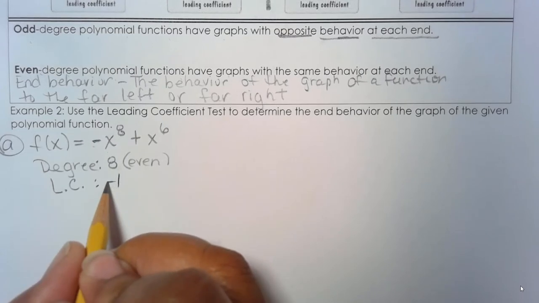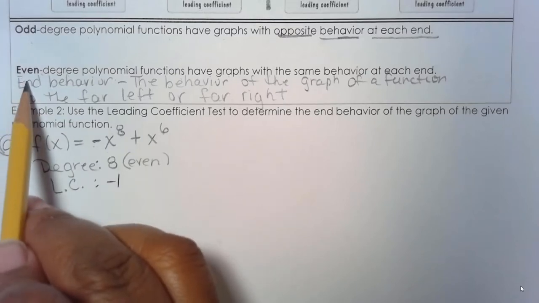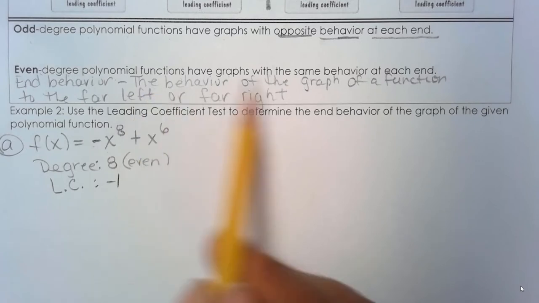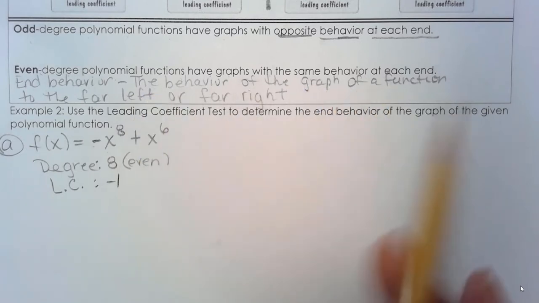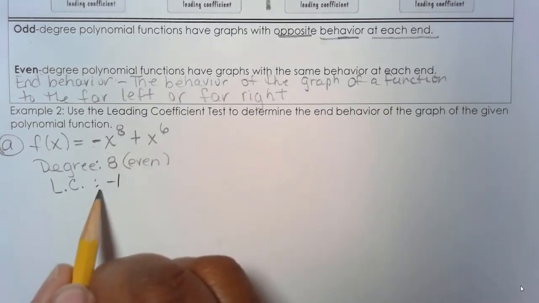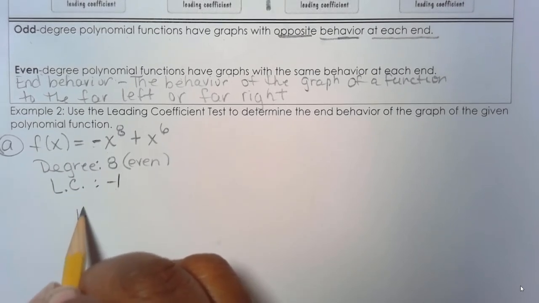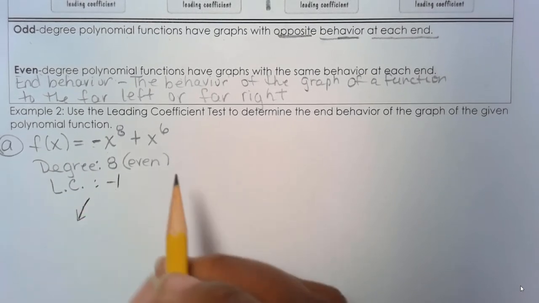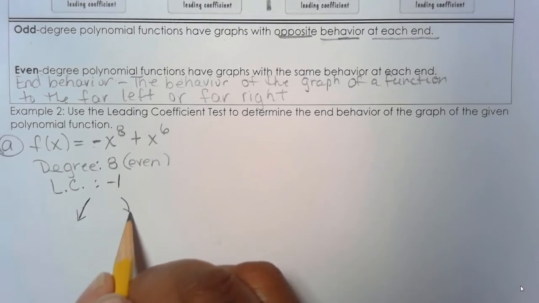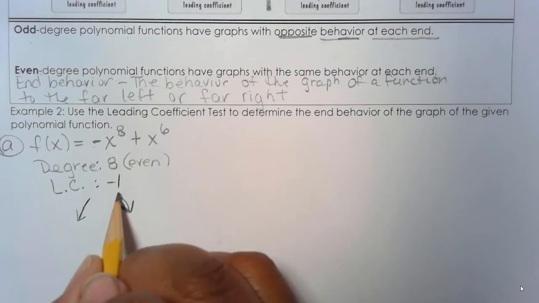So we have an even degree. So when we have an even degree, okay, your end behaviors will be the same at each end. So since our leading coefficient is negative, then our left end behavior is going to fall and our right end behavior is going to fall. It's going to be in the same direction.